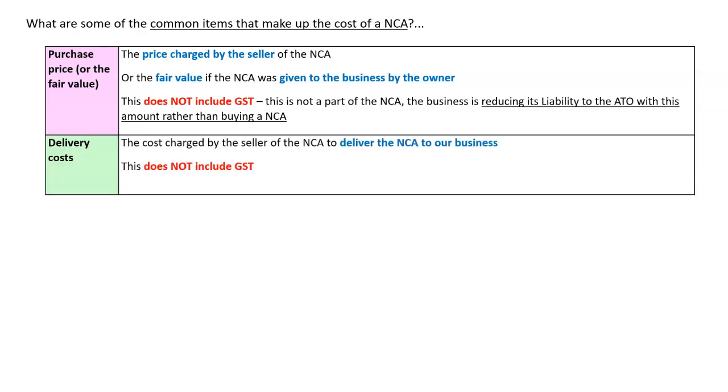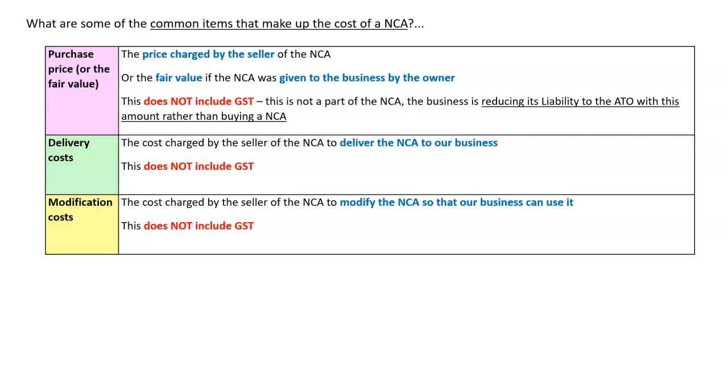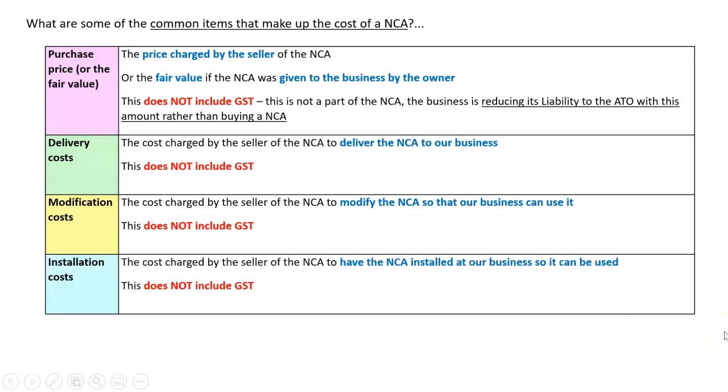What else though? Well, some things we might see are delivery costs, the cost charged by the seller of the non-current asset to deliver it to our business. And again, this does not include GST. What else? Modification costs. So maybe it needs to be modified. So the cost charged by the seller of the non-current asset to modify it so that our business can use it. And no GST on that one. Maybe it needs to be installed. So the cost charged by the seller of the non-current asset to have it installed at our business so it can be used.